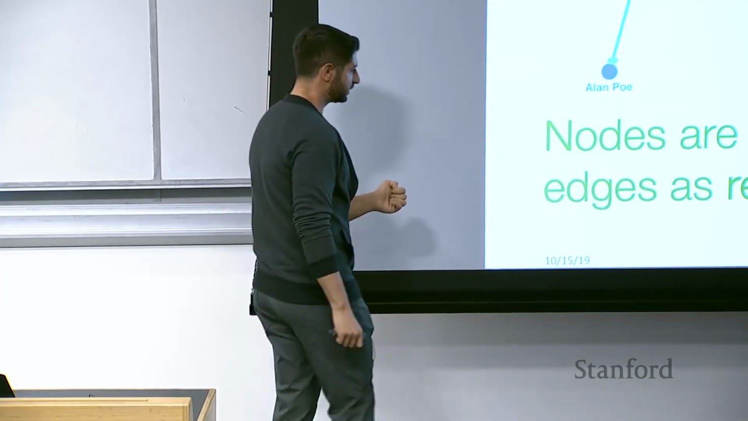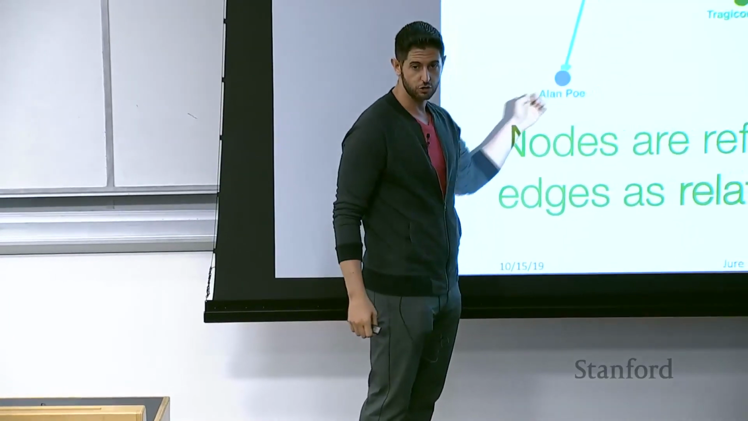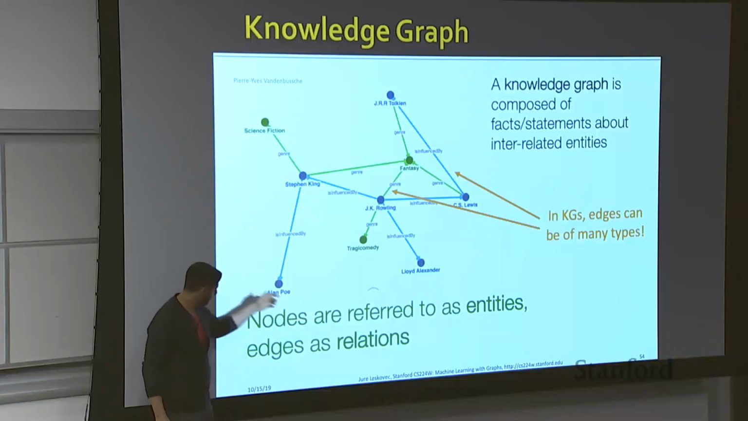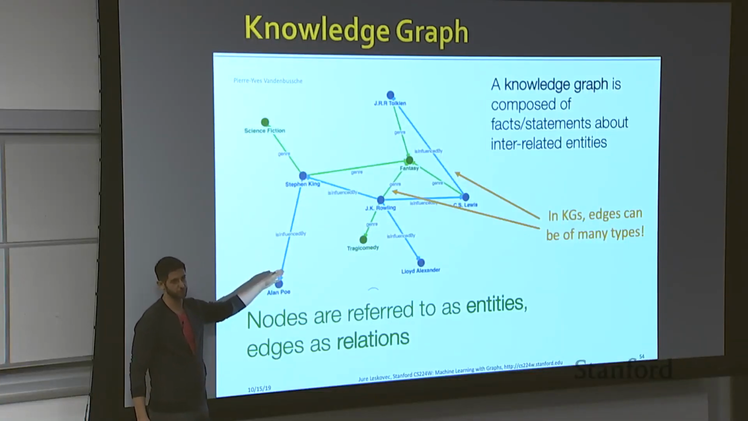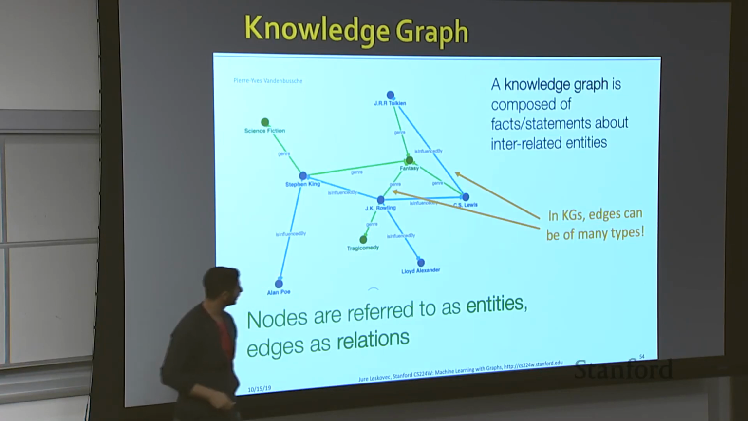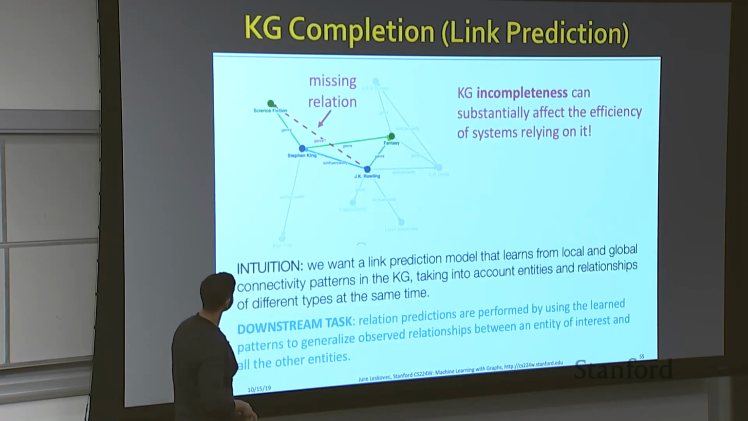Now to make sure that you understand the jargon, if you go and read any of these papers, keep in mind that the nodes in these graphs are usually referred to as entities, and the edges of these graphs are usually referred to as relations or relationships, okay? So just keep in mind this mapping in your mind.